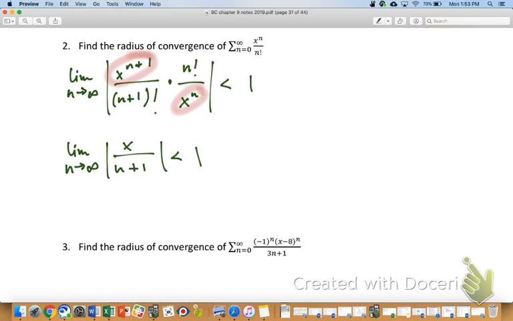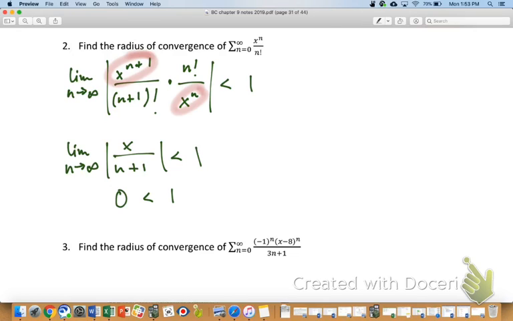Okay, so then if we did make n head towards infinity, what would be the result on the left side? 0, right? If x is some number, it really doesn't matter what number it is, right? It could be huge, could be tiny, positive, negative, fraction, whatever. You're just going to get 0. So this means 0 is less than 1.